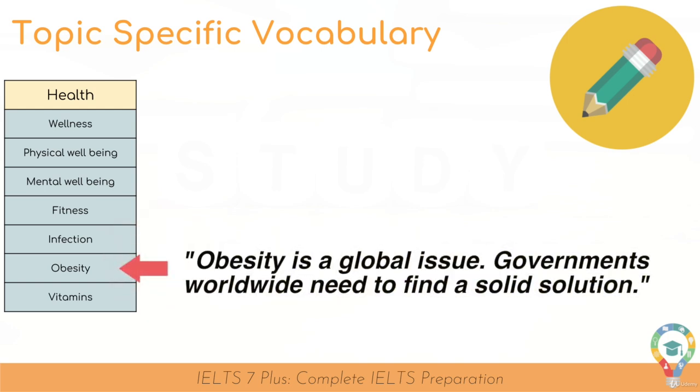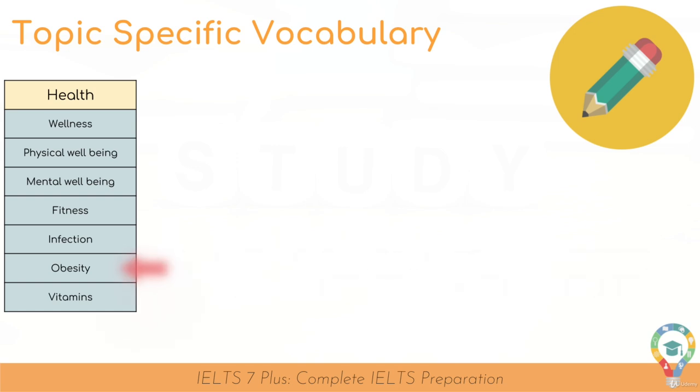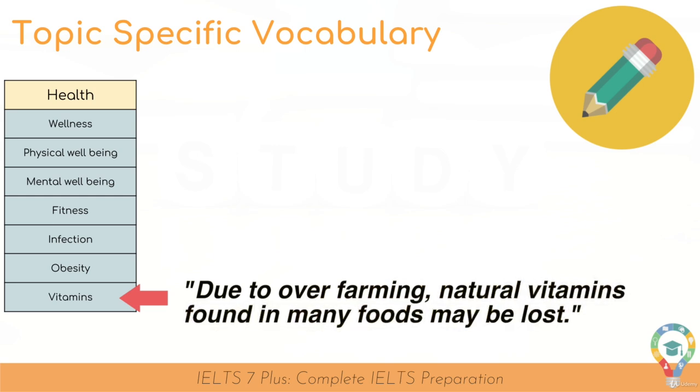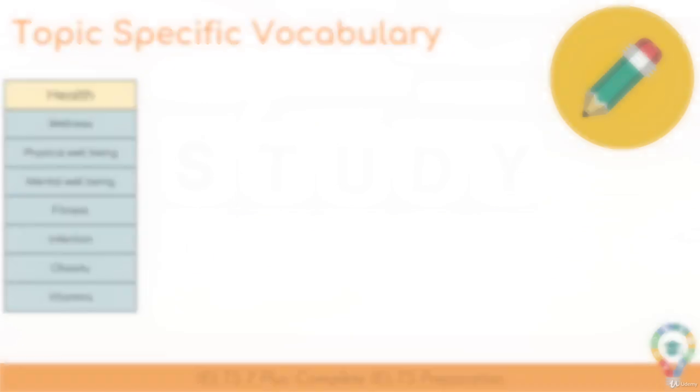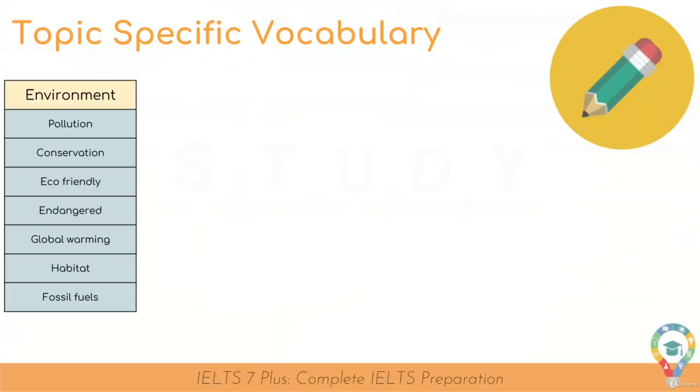Obesity is a global issue. Governments worldwide need to find a solid solution. Due to over-farming, natural vitamins found in many foods may be lost. Our next topic is all about the environment.